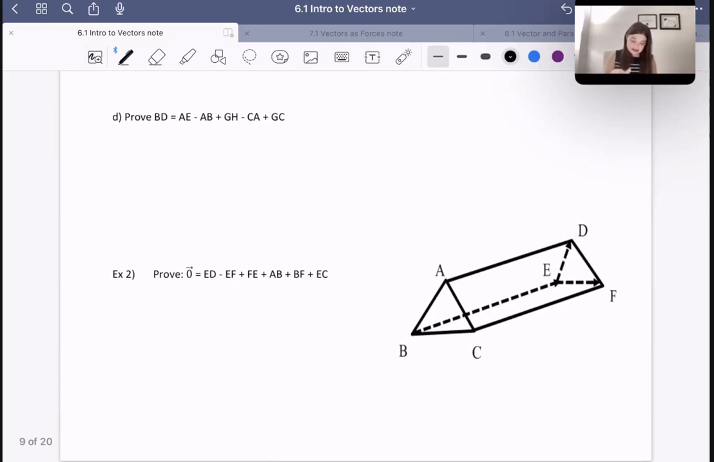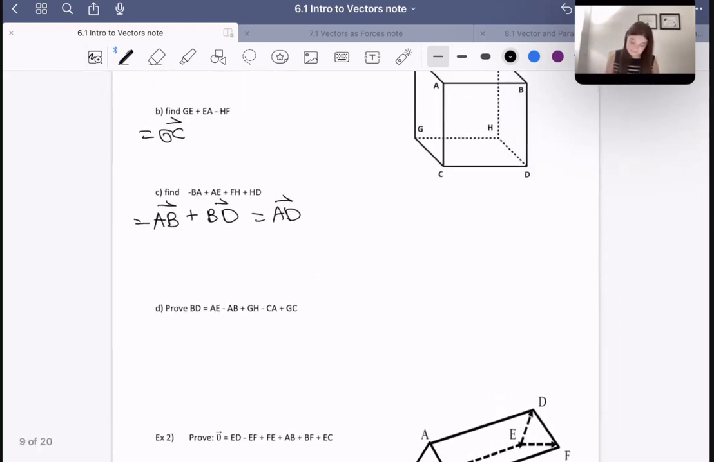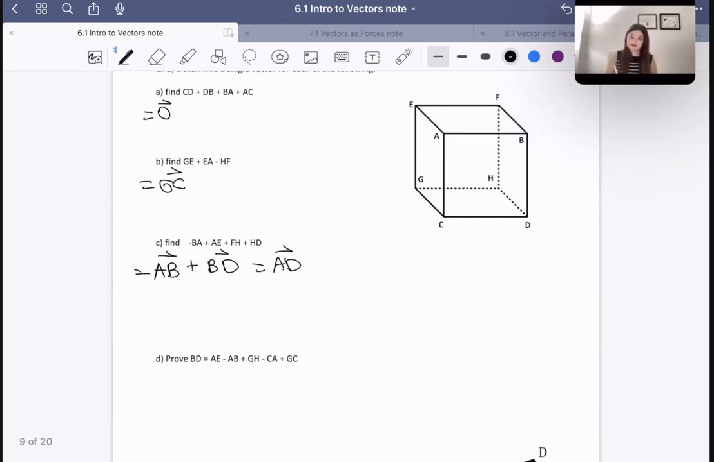This next one says to prove that BD equals AE minus AB plus GH minus CA plus GC. Okay, so what I'm going to do here actually for this one is I'm going to define some vectors, first of all. And I should mention, this goes with the picture up here, not the pictures down there. So I'm going to define some vectors here. I'm going to say that this vector going like this, I'm going to define as vector C. I'm going to define this as vector B. And I'm going to define this as vector A. So I'm going to define a couple vectors on there.